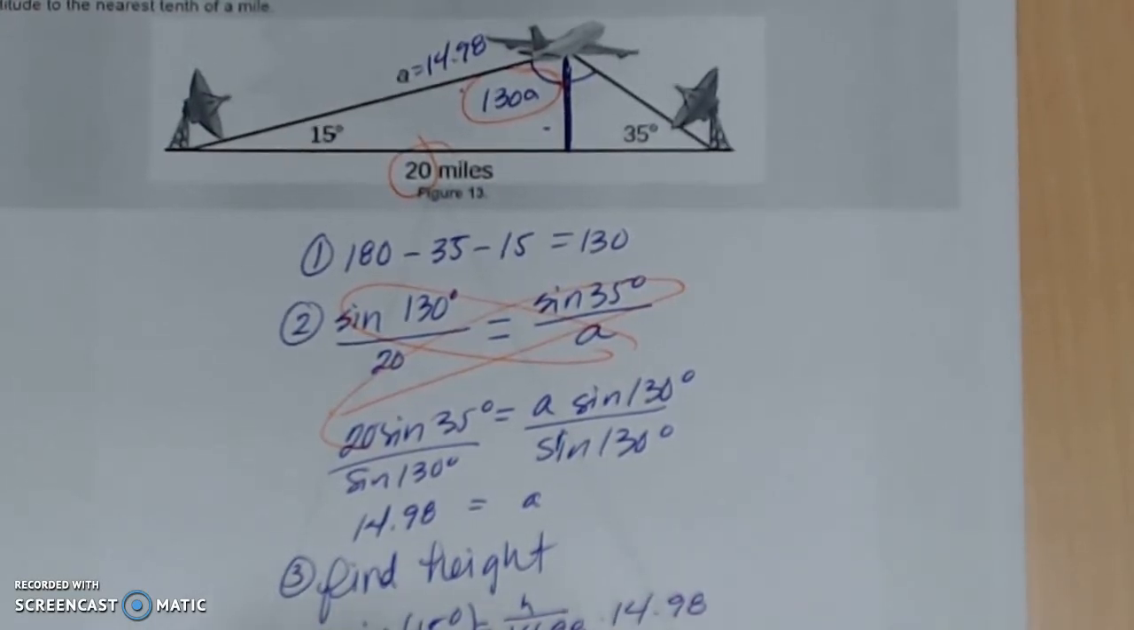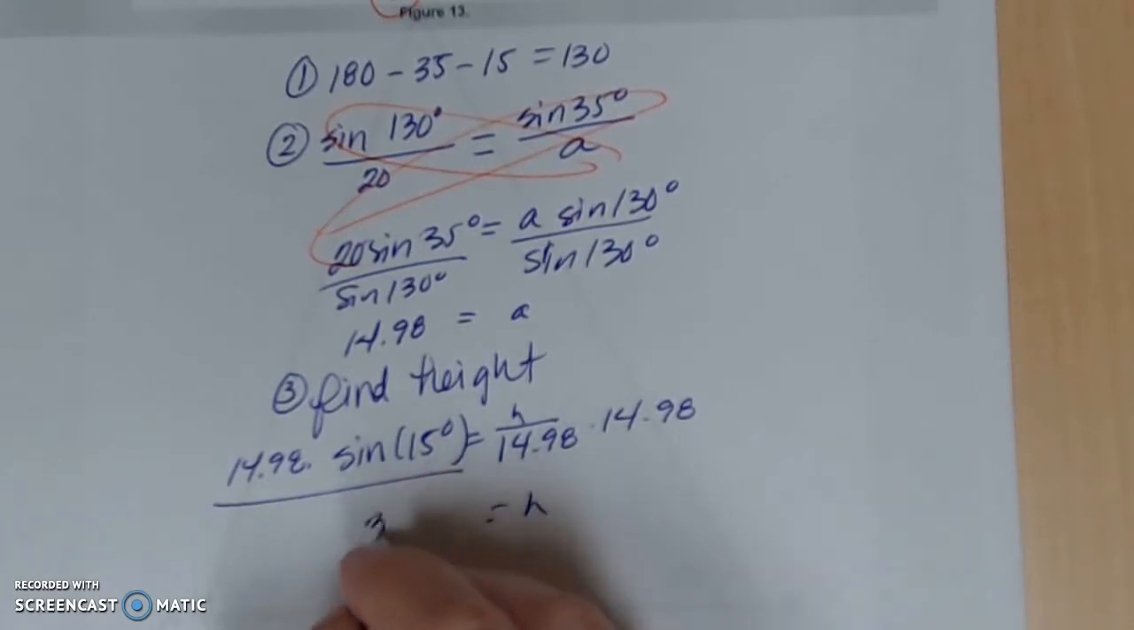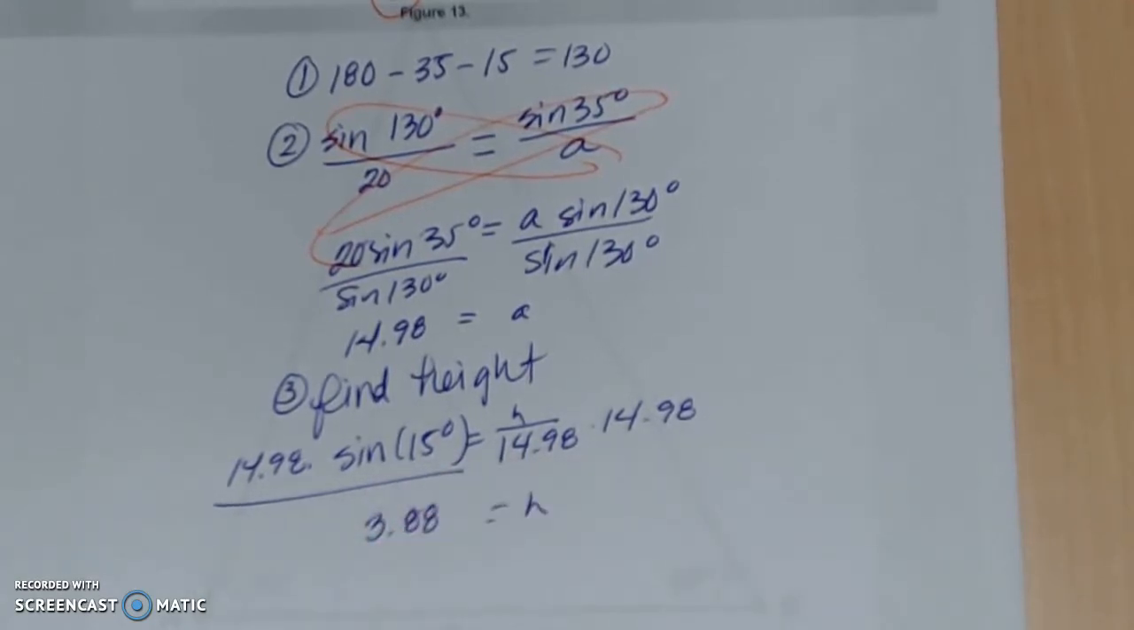So this gives me the height to be equal to whatever this function is when I go on my calculator. So I would take the 14.98 that we found from part 2 here, sine of the 15 degrees, make sure you're in degree mode, not radian, and you should get 3.88 for the value.